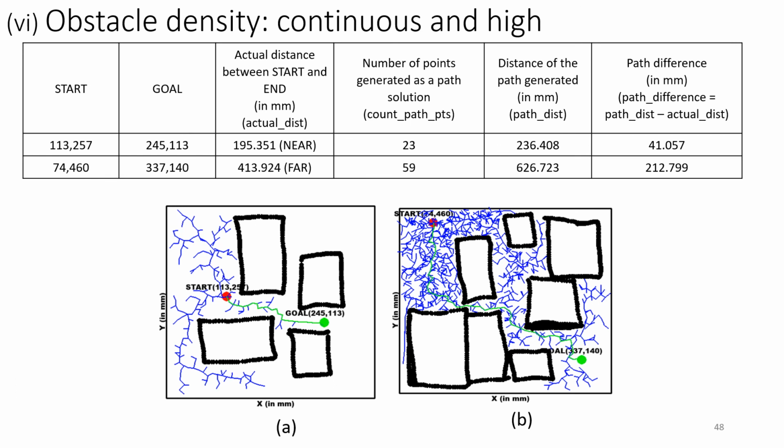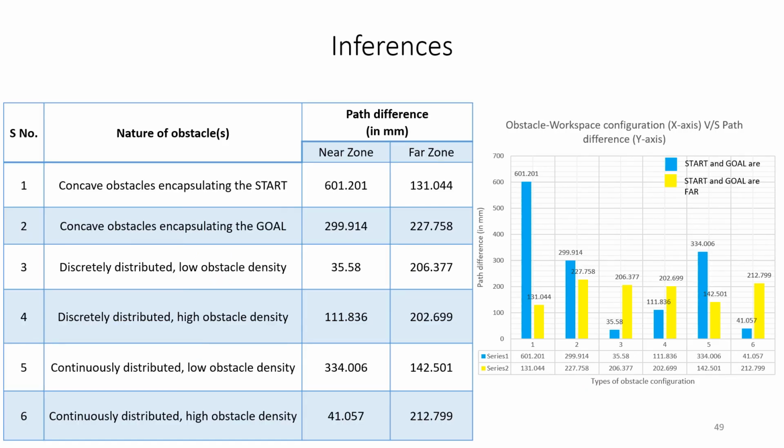For far zone, the entire reduced workspace is being completely explored. Hence, most of the generated path is expended on contouring around large obstacles. Thus, the generated path has more turns and deviations than the actual path in the case of far zone. The table and the plot summarize the path difference between the generated path and the actual path for the discussed workspace configurations.